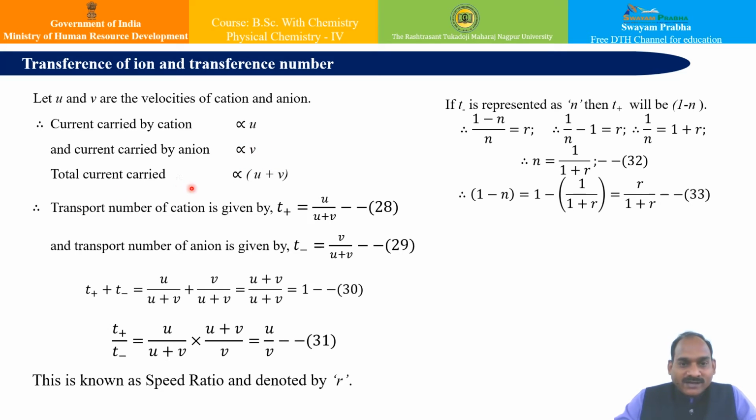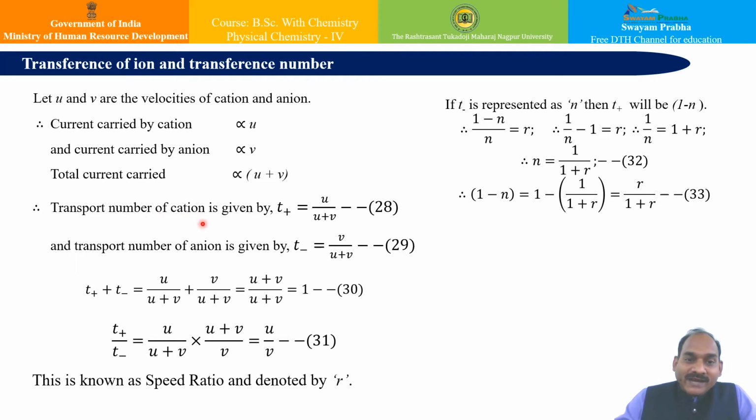So the total current will be proportional to u plus v, because of how much fraction the cation is carrying and how much fraction the anion is carrying. So the total current will be u plus v. Now my transport number in this case, because I need to find out what is the fraction of current that is being carried by a particular ion with respect to the total current carrying capacity of the solution.